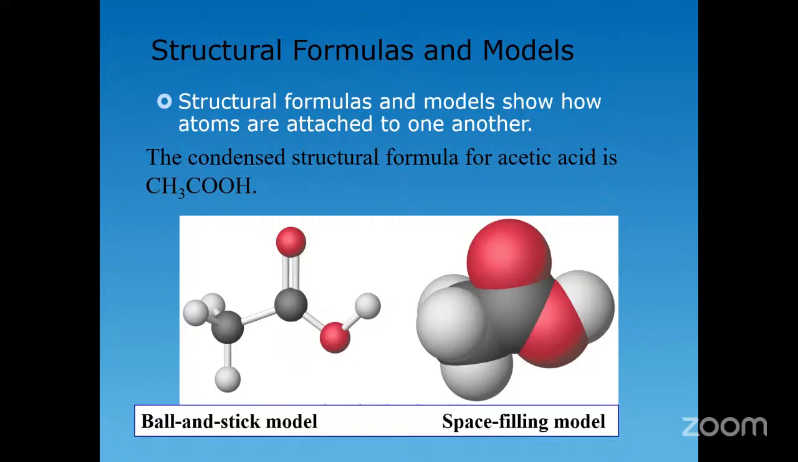Now, the diagram on the right is what is called a space filling model. To be perfectly frank, I don't think you'll be using this a lot in organic chemistry. That is usually used in higher level research, right? Especially when it comes to, for example, pharmaceutical chemistry, because let's say, for example, a drug is being investigated to see whether or not it is of some use therapeutically.